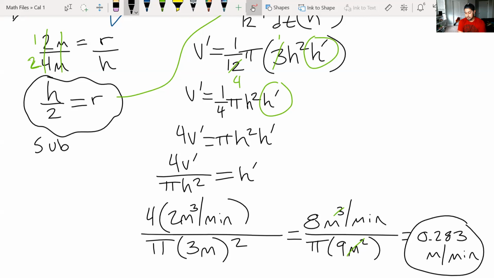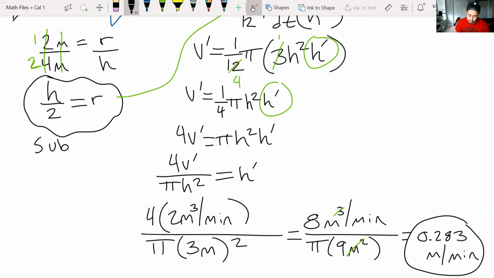So again, what it means is that our cylinder, or our cone, I keep saying cylinder, our cone is filling up. But right now, since the cone is 4 meters high, the water's at 3 meters. And we want to know how fast the water is rising when it's at 3 meters. And when the water is at 3 meters, it is rising at 0.283 meters per minute. And there you go. That's it.